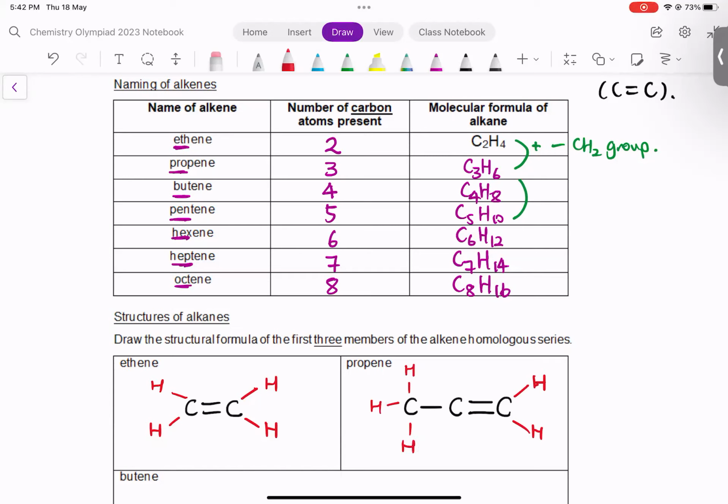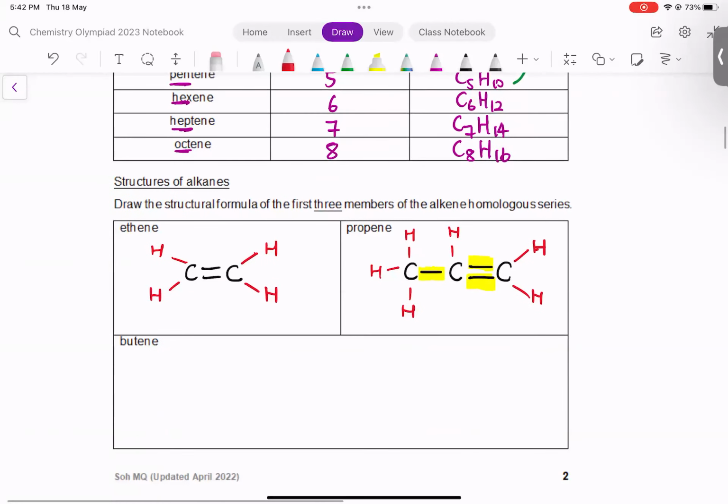And finally, the carbon in the middle, there is 1 bond here, 2 bonds, 3 bonds. So there's already 3 bonds, so you really only have 1 more hydrogen. All right, so try not to make any careless mistakes. This is propene. Finally, the last one is butene.